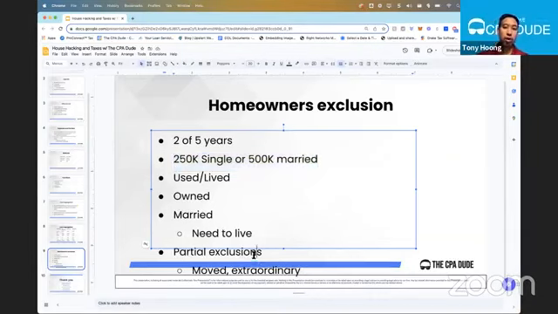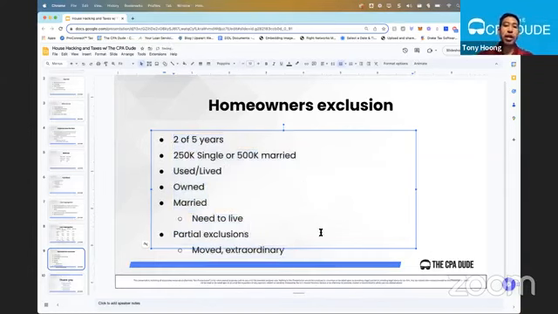And then there are partial exclusions too. Say you're some up-and-coming hotshot, you move to Seattle to enjoy your life in the woods, and then boom, you got called into New York, Wall Street or something. And then you're like, oh shoot, now I gotta sell my home, and I've got a big capital gain. But you can actually deploy the partial exclusion for this because you moved for work.